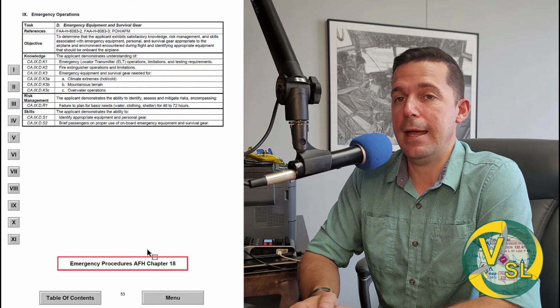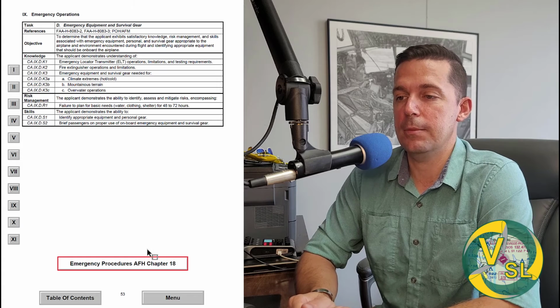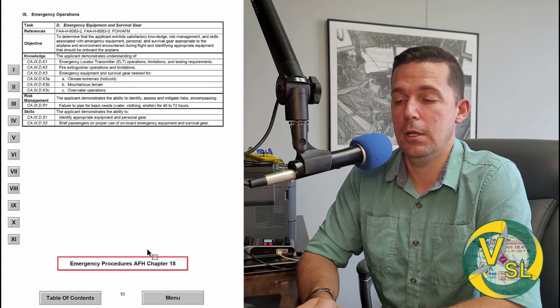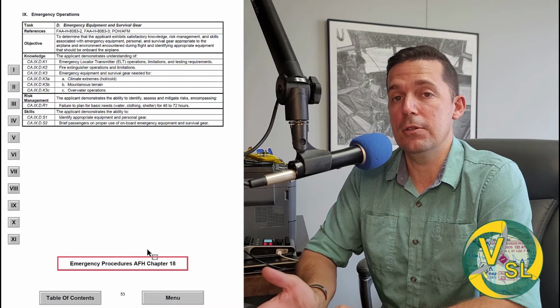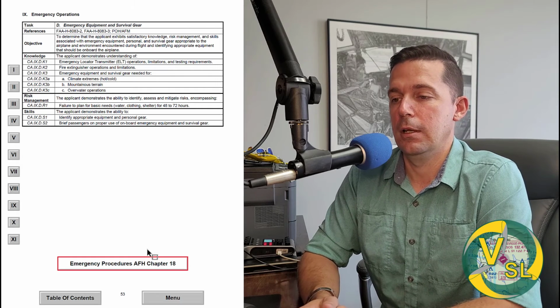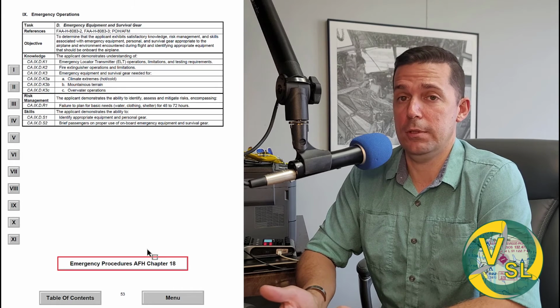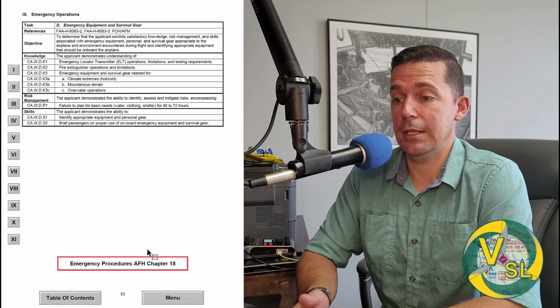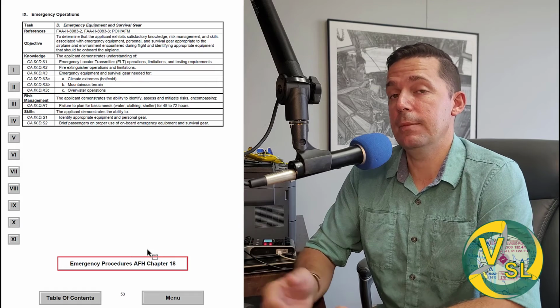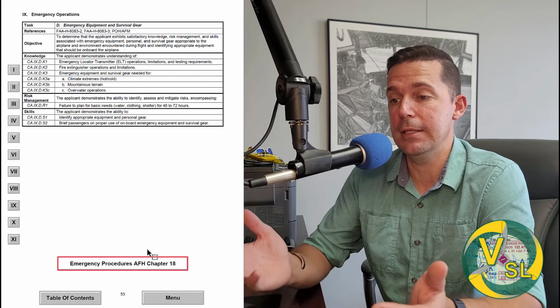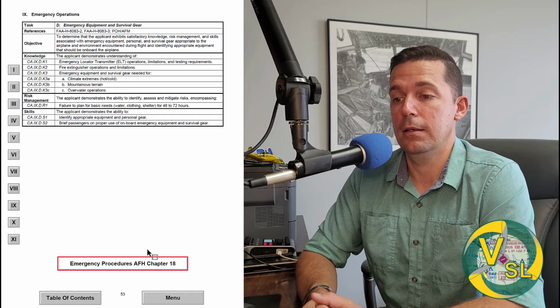So if your plane has survival gear on it, a lot of times it might just be a first aid kit and a fire extinguisher. Just showing the passengers where they're at, how to use those, make sure that they're familiar. Your airplane might not be equipped with any survival gear. So in that case, briefing the passengers on how to get out of the door in the case that you're incapacitated, that would be kind of the baseline.